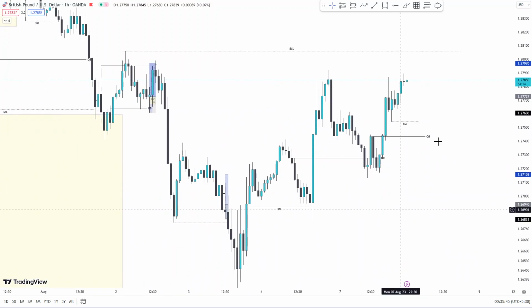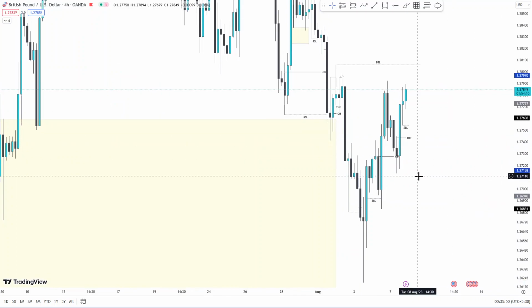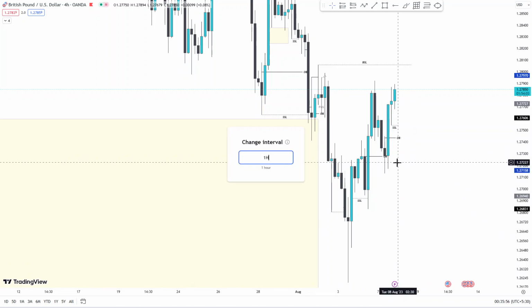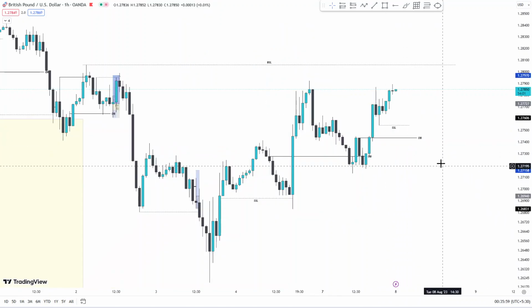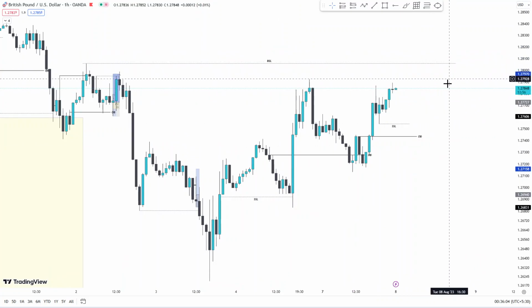So overall narrative is we don't have any unmitigated order blocks, unmitigated liquidity zones or demand zones below the current price on the higher time frame. So price needs to take out this buy side liquidity. So I am bullish on GBP USD too.